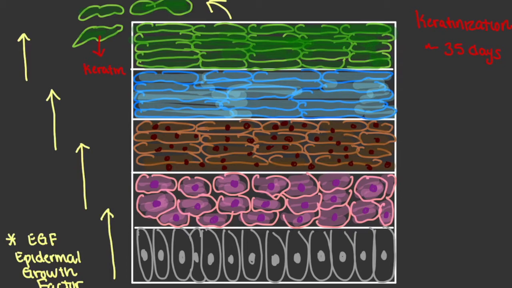And after we've reached our 35-day period, we'll see this process called desquamation take place. Now, desquamation refers to the fact that we have tissues that slough off, or it begins to shed essentially.